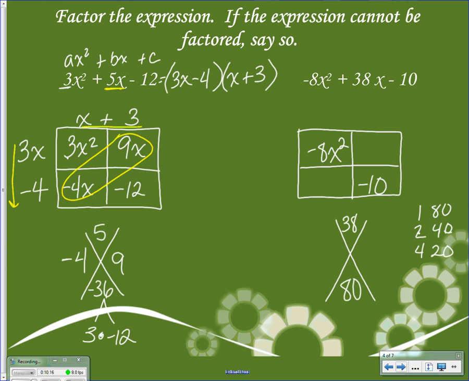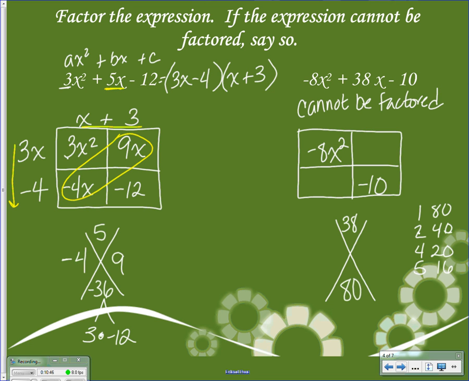Because so far none of my things will go into there. 5 goes into 8... 16 times. That would give me 21. I keep getting lower, so there's no way I'm going to get to 38. So this cannot be factored.